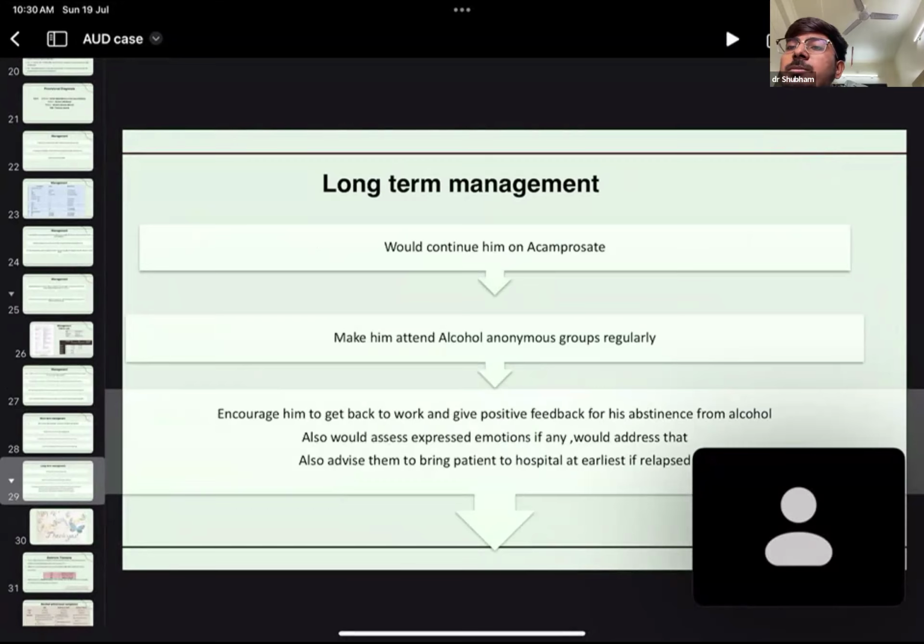In the long-term management, I would continue him on Acamprosate, make him attend Alcoholics Anonymous groups regularly, encourage him to get back to work, and give positive feedback for his abstinence from alcohol. Also, I would assess expressed emotions, if any, and address that. Also advise them to bring the patient to hospital at the earliest if relapse occurs.